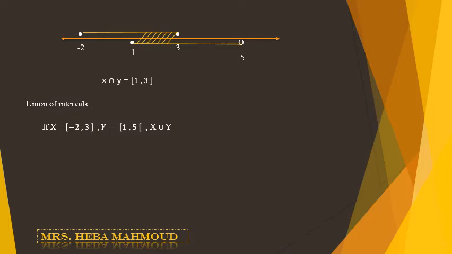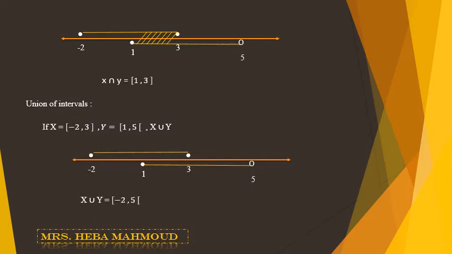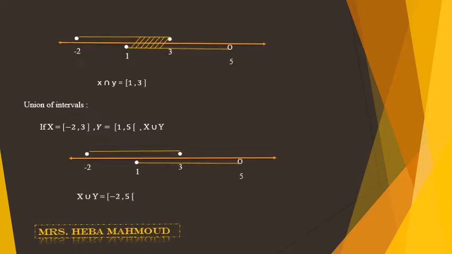If we have two intervals, like this interval x, which is -2 closed and 3 closed, and y, 1 closed and 5 open. To find x union y, first we draw a number line and represent the two intervals, x and y, on the number line, like this example. And then to find the union, it will be from the smallest number of the two intervals to the greatest number of the two intervals, which is -2 closed till 5 open.